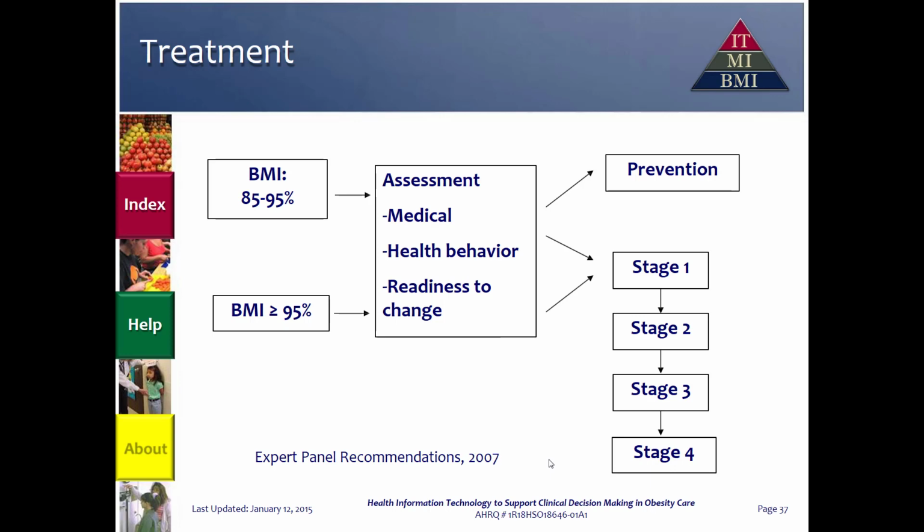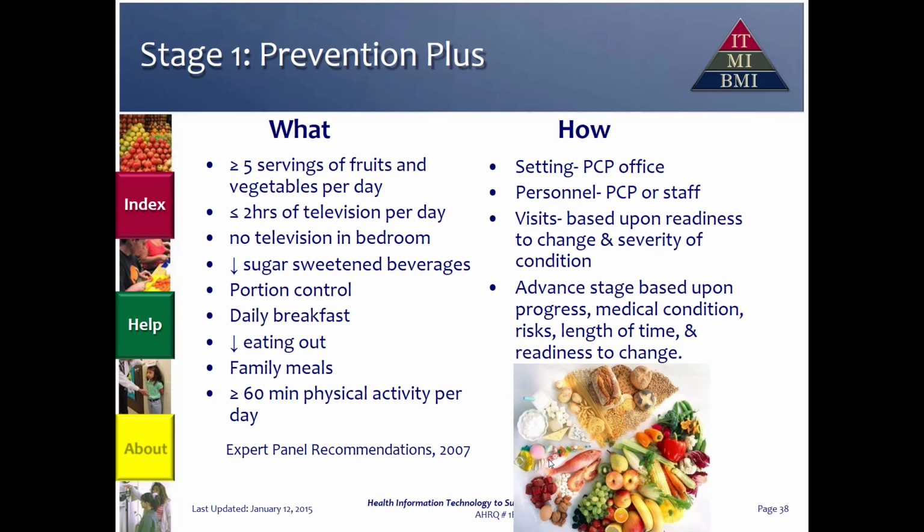The treatment guidelines are for a BMI between the 85th and the 95th percentile. You do the assessment and the prevention or stage 1 treatment. And for a BMI at the 95th percentile or greater, you move on to stage 1 and progress as needed. So stage 1 is called Prevention Plus, and the columns on the slide are the what on the left-hand side and how and who on the right-hand side.